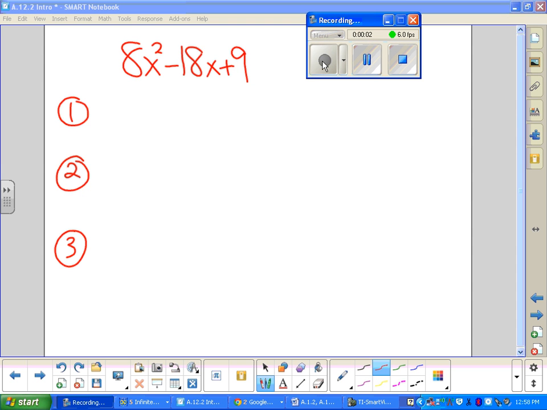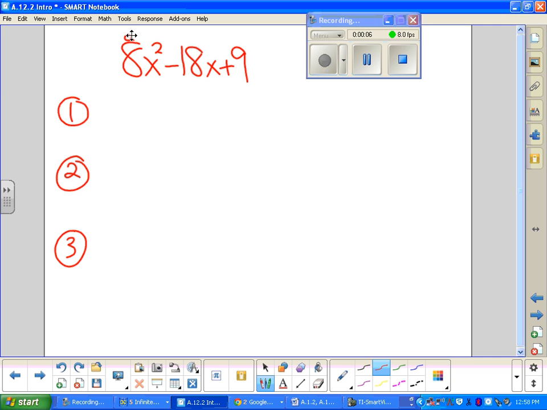All right, next example. 8x squared minus 18x plus 9. We have the A and the B and the C, 3 parts. We're going to space it there. That second one's a B. A times C, 8 times 9 is positive 72.